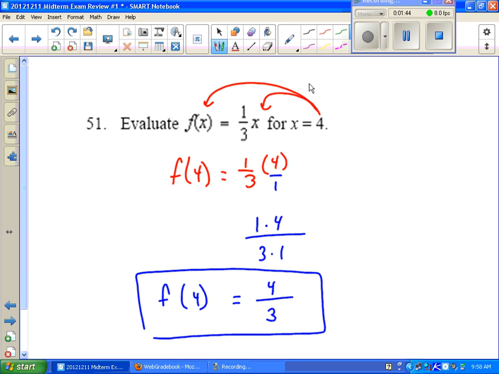Some people were asking yesterday about, well, isn't that 1 and 1/3? Yeah, that's also 1 and 1/3. Both numbers work. But 4 over 3 is considered a simplified fraction, even though it's improper.